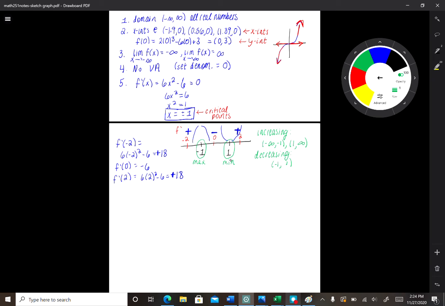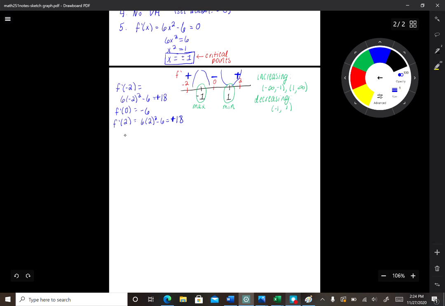We are almost there. We have gleaned a lot of information from our function so far. The only other thing we have to do is concavity by finding the second derivative. So our second derivative here, f double prime of x, is equal to 12x. And I set this equal to 0 to find our possible points of inflection. Of course, this just gives me x equals 0. So this is our possible point of inflection.